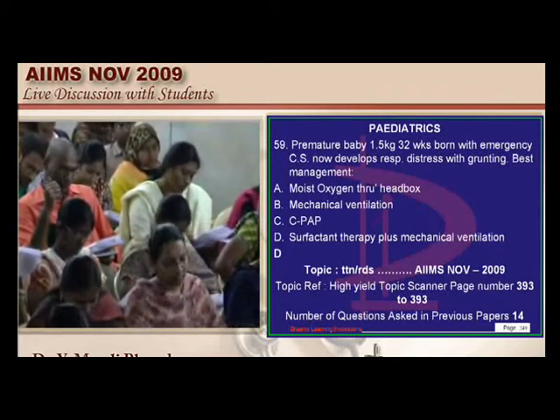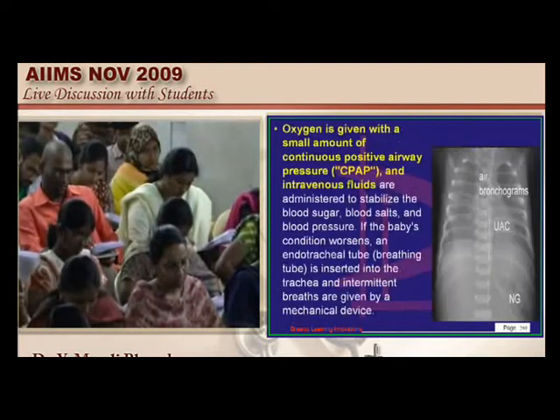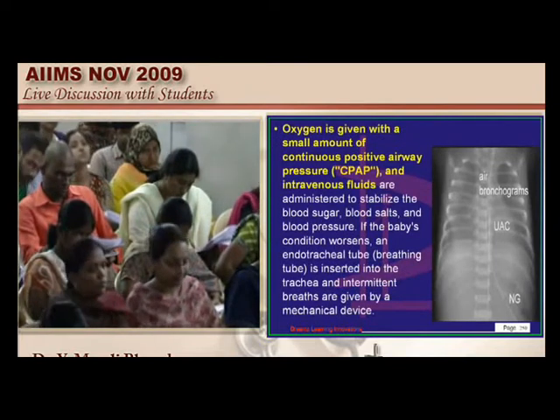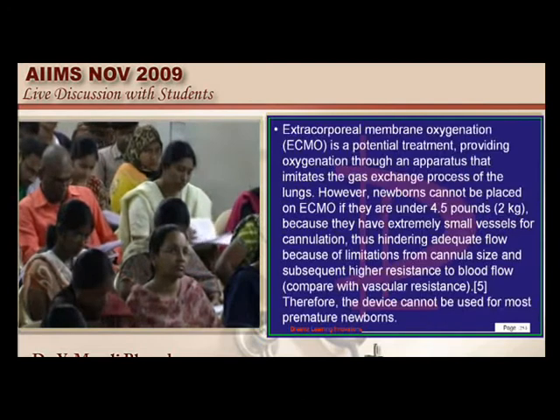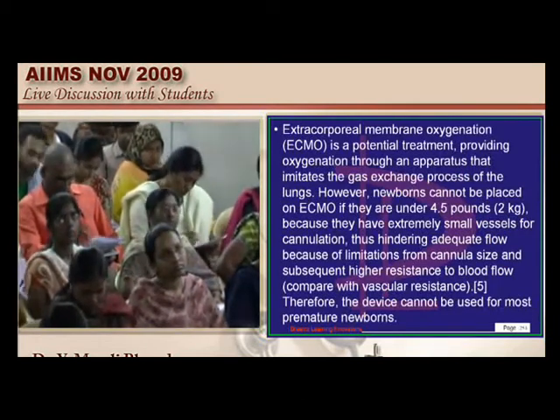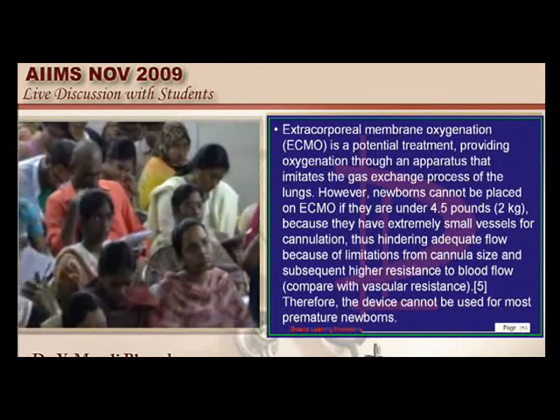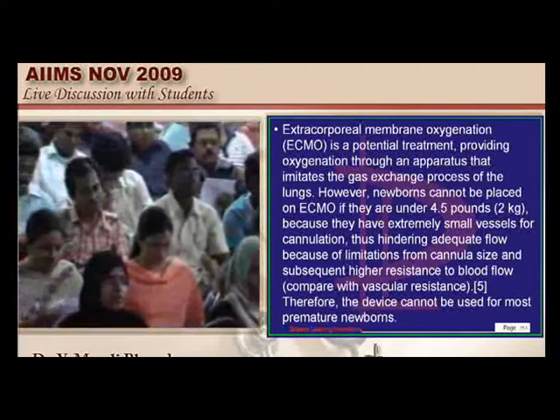Now the question comes, how do you manage hyaline membrane disease with such a severe respiratory distress? We have to give oxygen, CPAP is given, and exogenous surfactant administration is another important part of the treatment. You can also subject the baby to ECMO, which is extracorporeal membrane oxygenation. There are various modalities by which you ventilate the baby, which need to be remembered.